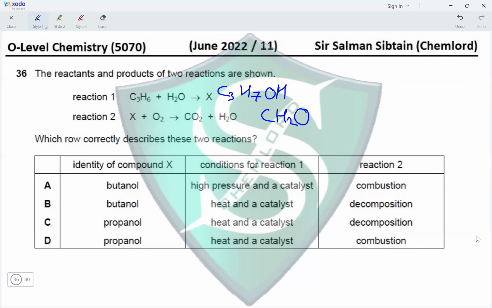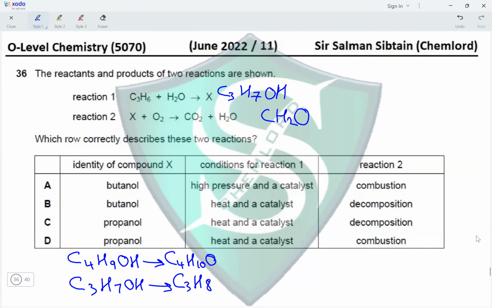Now the question, which row correctly describes these two reactions? Identity of compound X, butanol or propanol? So butanol would be C4H9OH, which would be C4H10O. So there is no empirical formula for this. The molecular formula is the empirical formula for butanol. Whereas for propanol, it would be C3H7OH, which is converted into C3H8O.